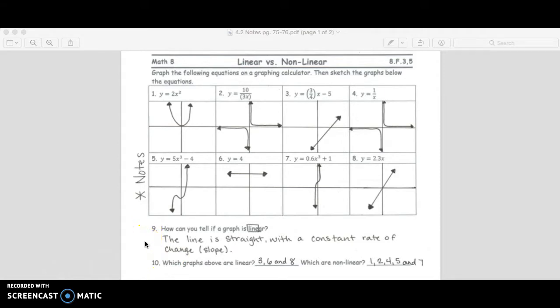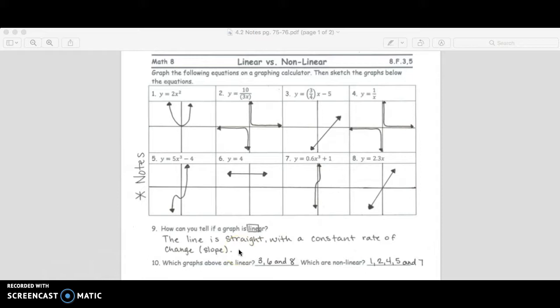The line is straight with a constant rate of change. It has a slope. So this would be our y equals mx plus b slope-intercept form. You notice right here that I boxed in the word line as part of linear. So it reminds us that it's a straight line.